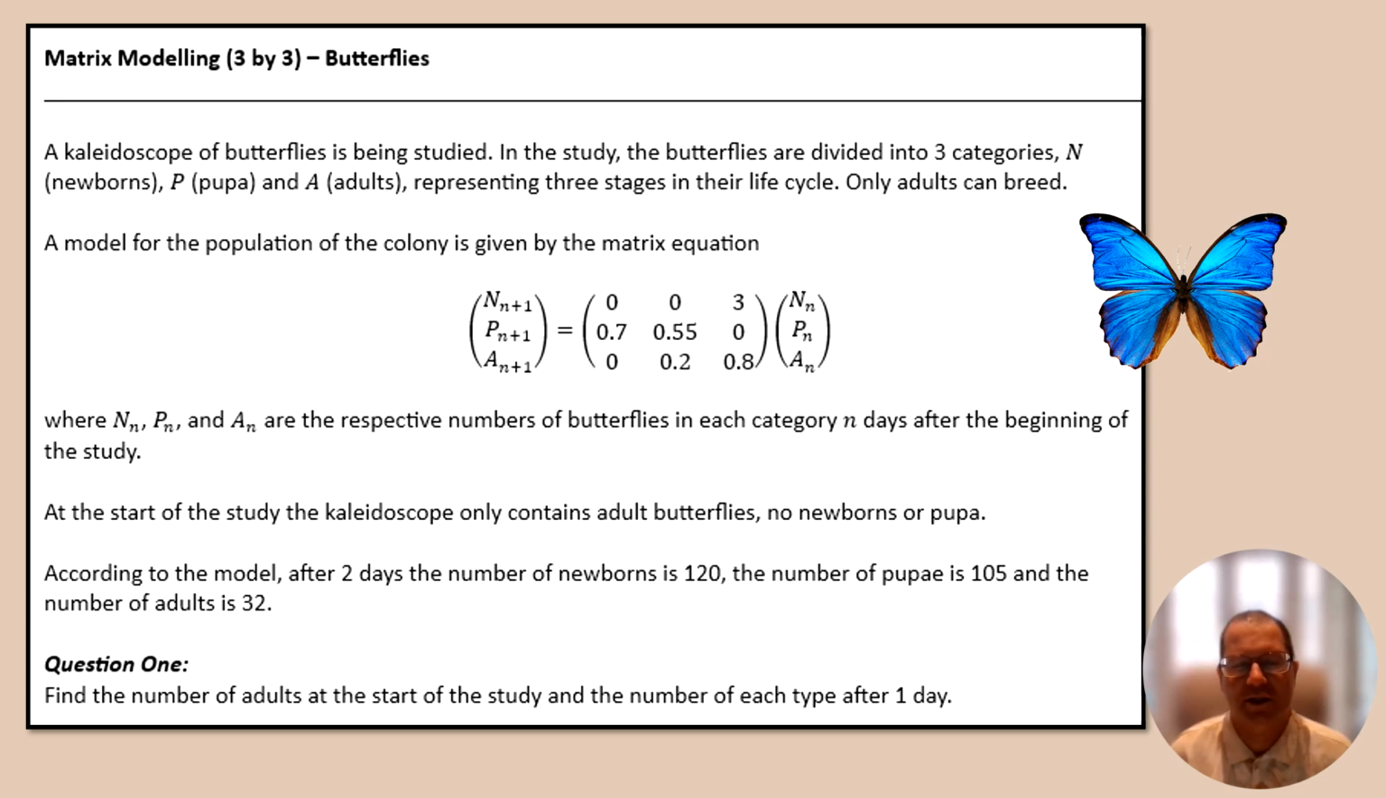At the start of the study, the kaleidoscope only contains adult butterflies, no newborns or pupa. And according to the model, after 2 days, the number of newborns is 120, the number of pupae is 105, and the number of adults is 32. And our first question is to find the number of adults at the start of the study and the number of each type after 1 day.